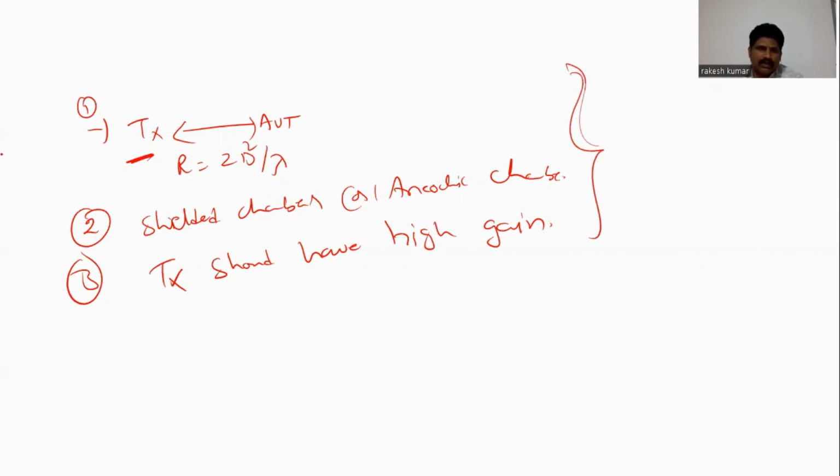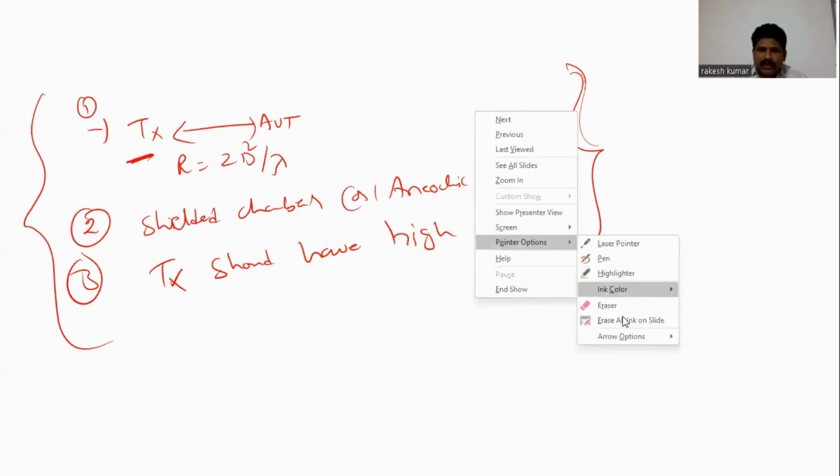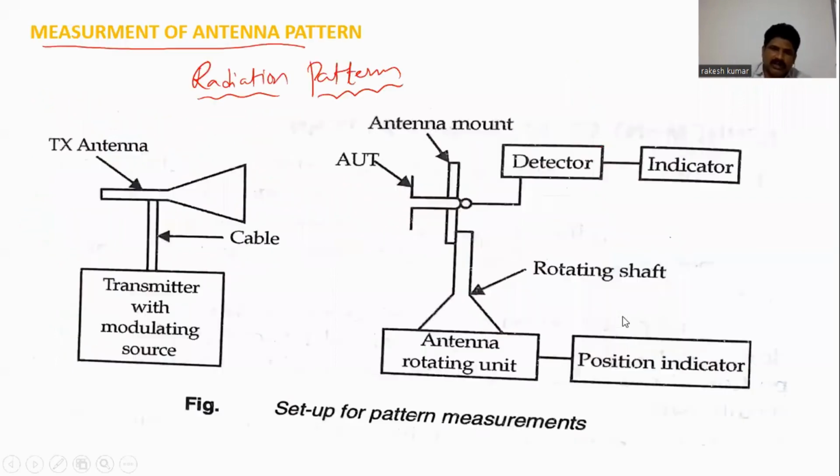Okay, so these are the three things you want to keep in mind while taking any setup. Now let us discuss the first one. How to measure the radiation pattern of any antenna? The setup is like this. A very important one: the measurement setup.